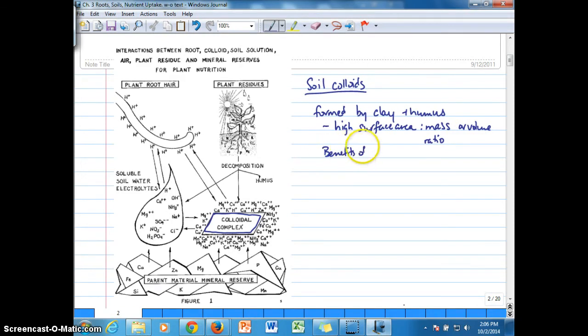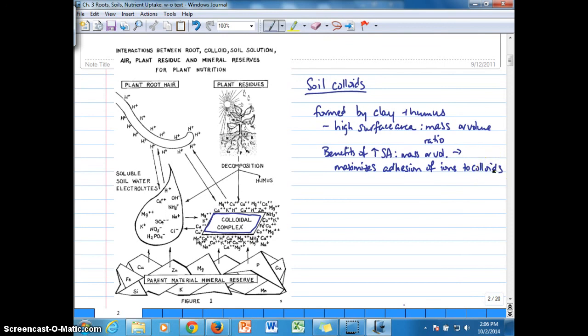Okay, the benefits of a high, and I'm abbreviating here, surface area to mass or volume ratio is that it maximizes the adhesion of ions to the colloids.